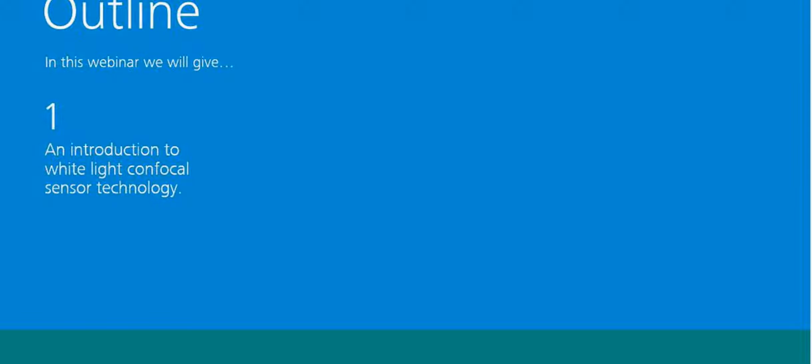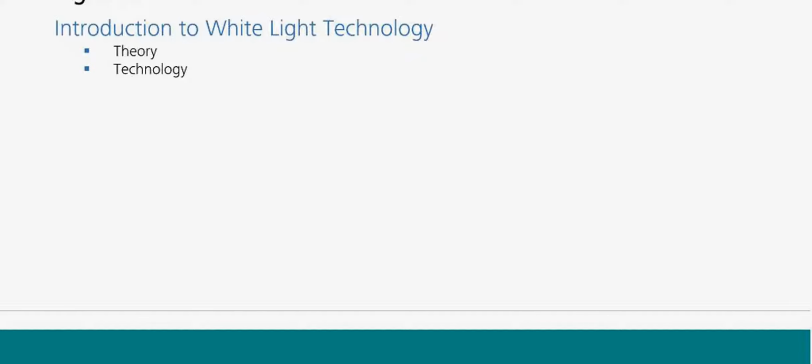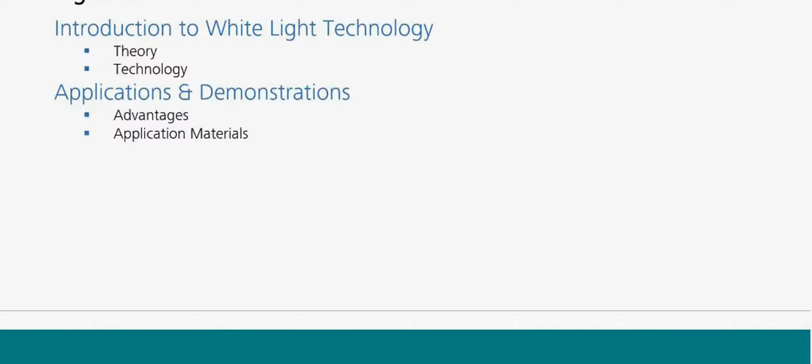All right, so before we get started, I want to go through an outline of what we're going to be discussing. So first, we're going to go through an introduction to white light confocal sensor technology. Then we're going to give some demonstrations of the Zeiss dot scan white light sensor in particular. And finally, we'll wrap up with some additional resources for you and an opportunity to ask questions. So going into a little bit more detail on that, I'm going to be taking the section on the introduction. I'll be discussing the theory behind white light sensors and the technology built into the sensors that enables them to measure. And then Charlie's going to be discussing the applications and the demonstrations.